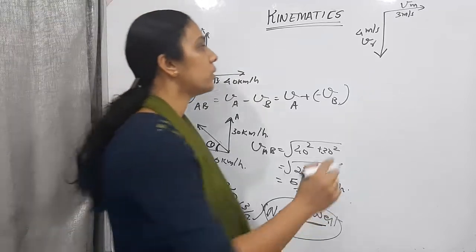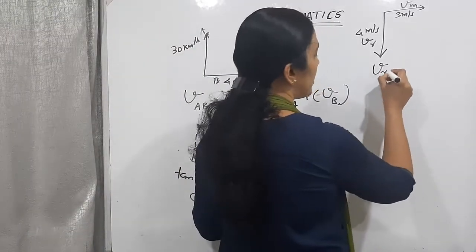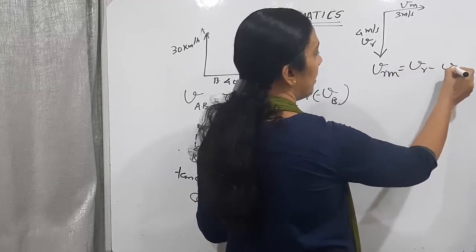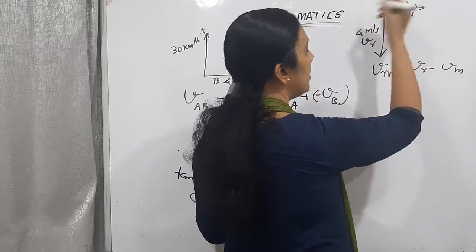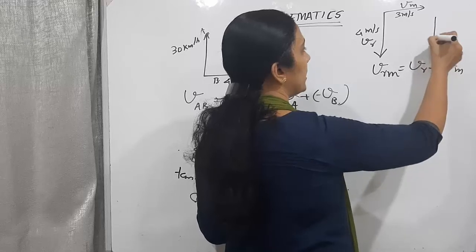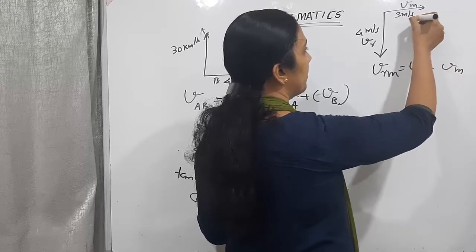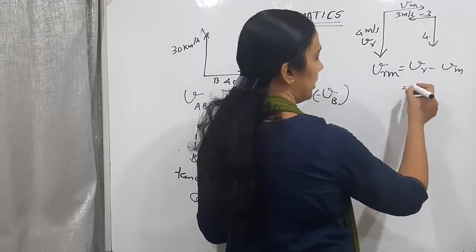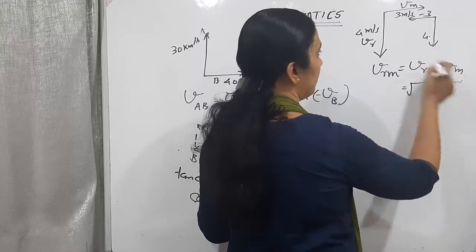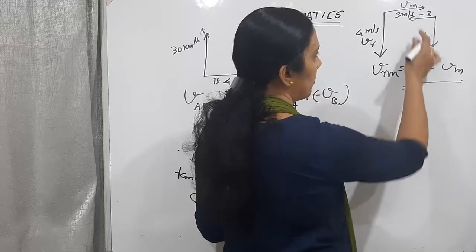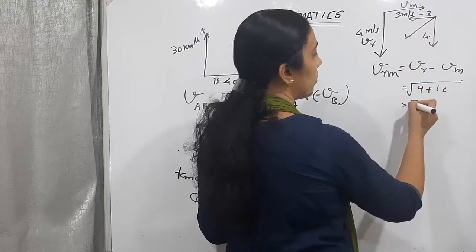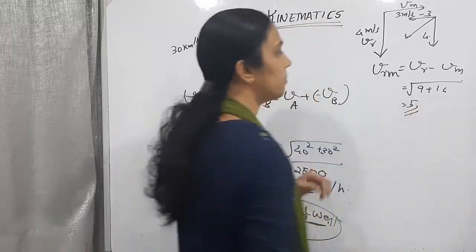So how can we find out the velocity of rain with respect to man? Vr minus Vm. Right? So we need to find the negative of Vm, that is 3 in the opposite direction, and Vr is 4 in this direction only. What is Vr minus Vm? We can take the resultant. So root of 9 plus 16 is equal to 5 meter per second.